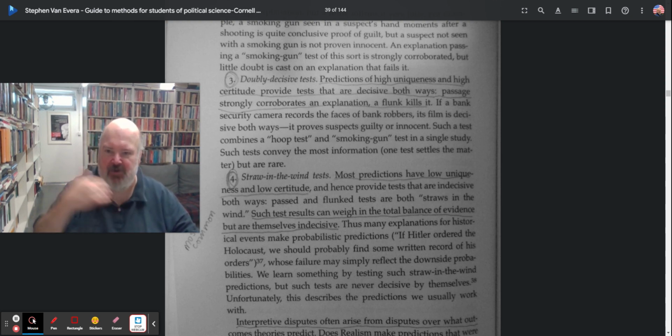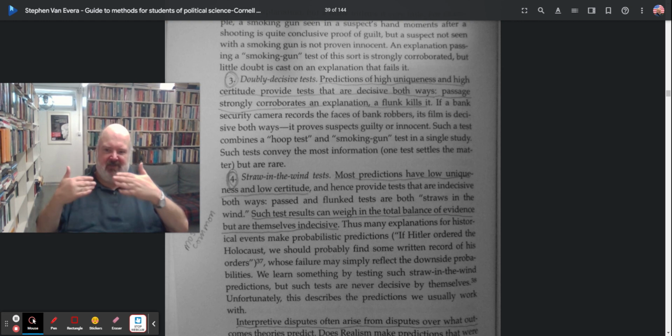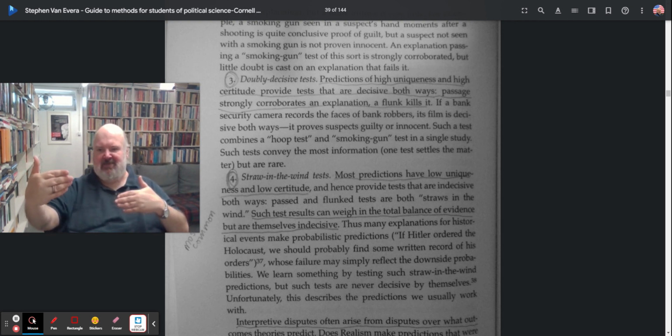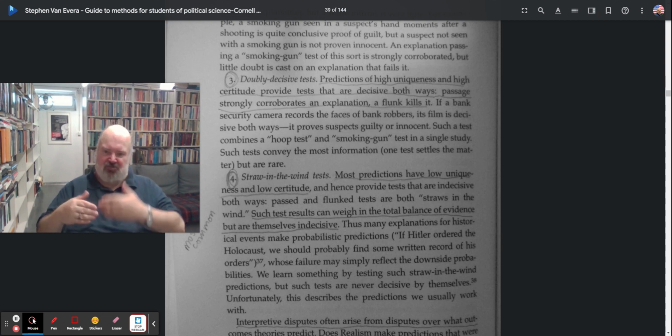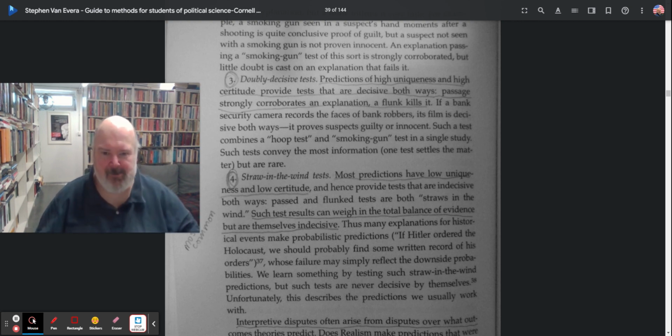So that's why you may have to do multiple tests. If you can get a double decisive test, then you don't need any other tests in that sense. But the rule is: stronger tests, the strongest tests, and more tests are better. As many strong tests as possible.